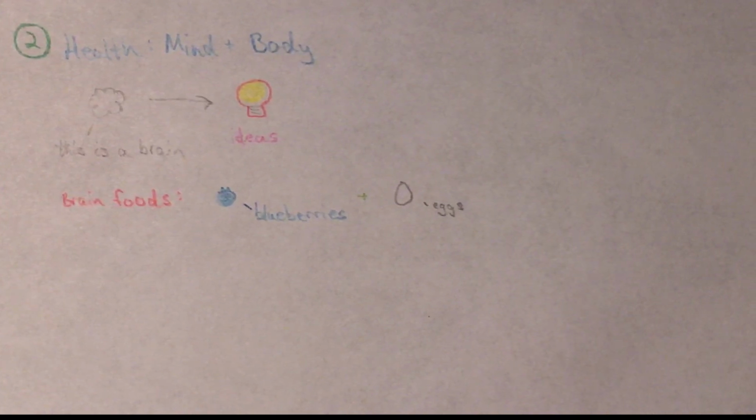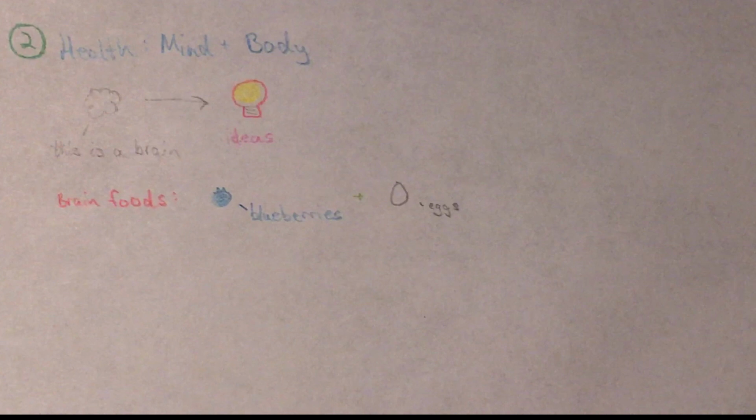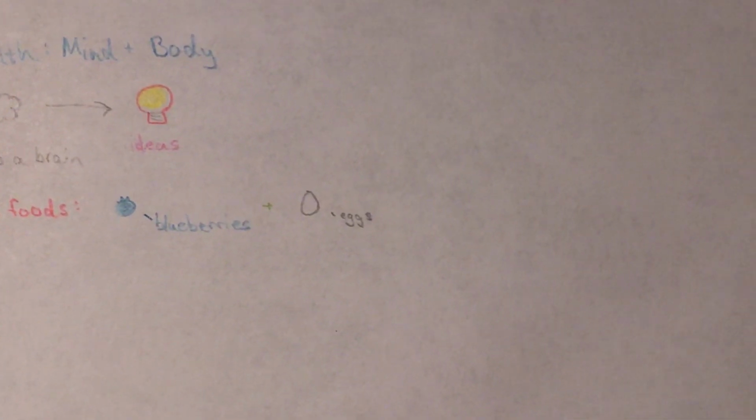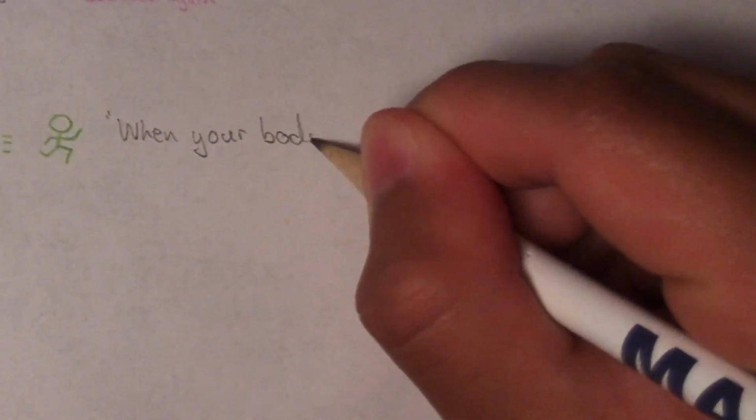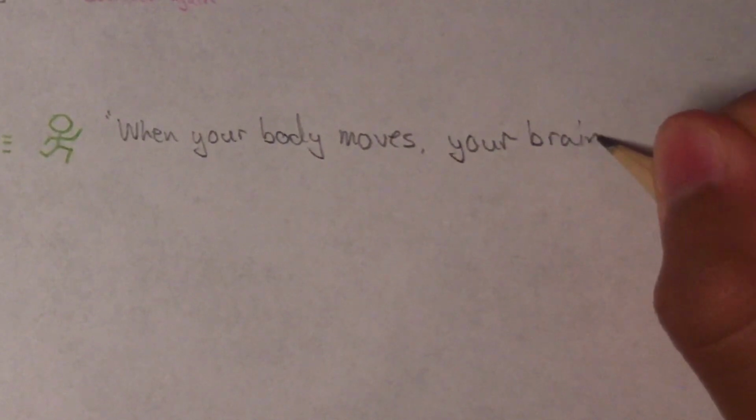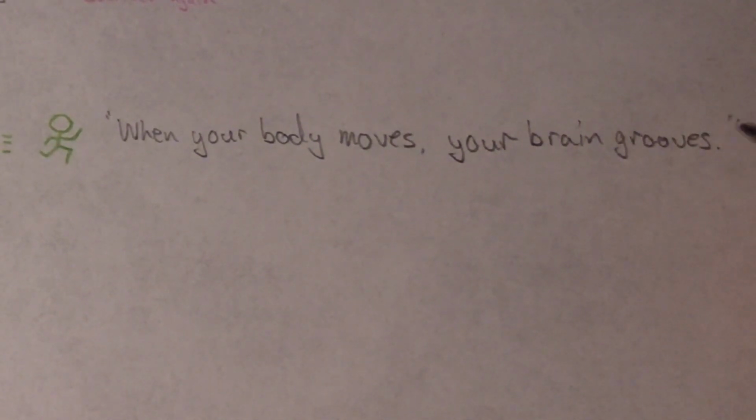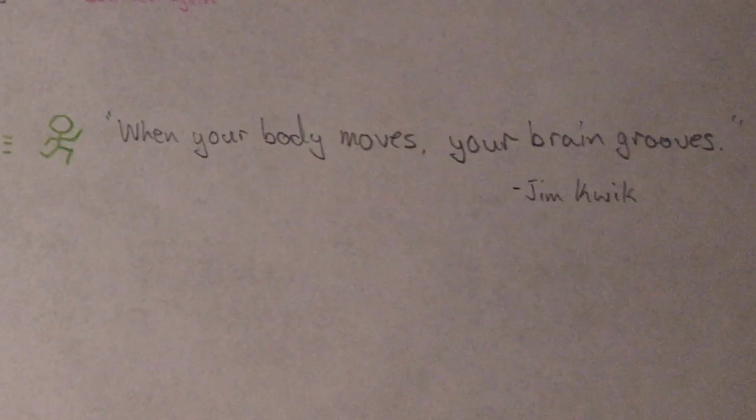Now, one misconception throughout office jobs is that there's this separation between mind and body. However, the founder of Quick Learning, Jim Quick, states it quite simply. When your body moves, your brain grooves. There's not really supposed to be a barrier because your brain is part of your body, and therefore it is important to eat well and exercise to boost your mental clarity.